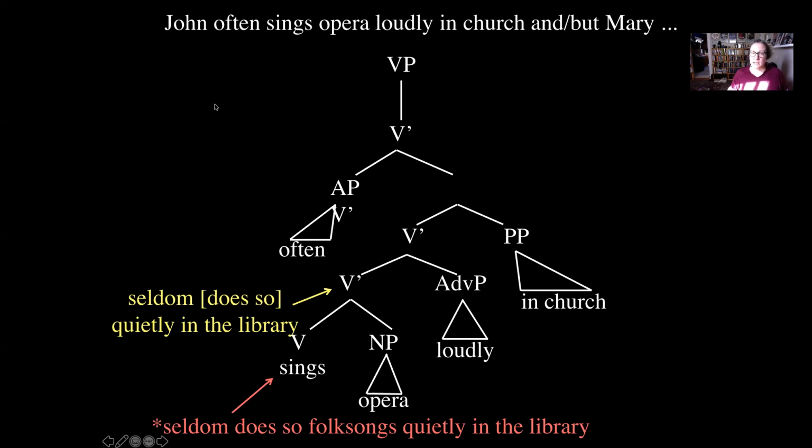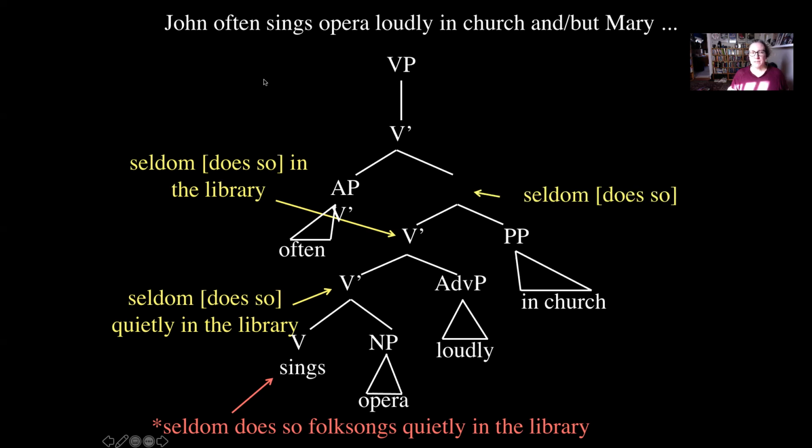Okay, John often sings opera loudly in church, but Mary seldom does so quietly in the library. You don't really have to change those, but it's just another way to see if you can replace the constituents. John often sings opera loudly in church, but Mary seldom does so in the library, right? So here for these V-bars, it's working. It makes a grammatical construction. John often sings opera loudly in church, but Mary often or seldom does so. So even this V-bar, at every V-bar level, you can use this does so replacement for the constituent.